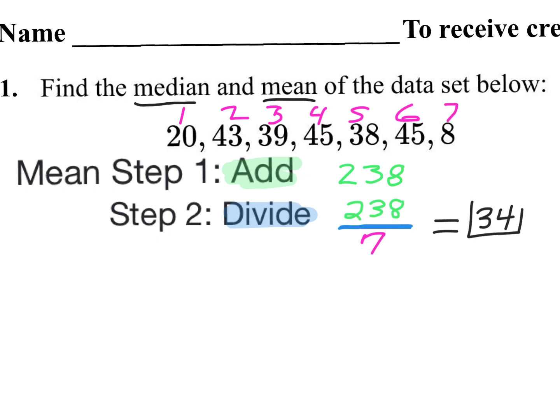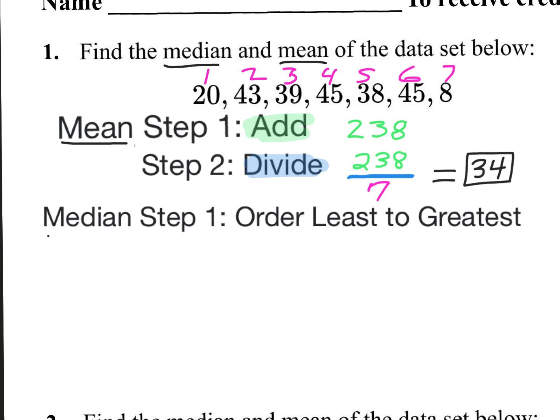So the mean for this data set is 34. Please remember when you're doing your own homework that I need to see these two steps in order for you to receive full credit. I need to see the sum, the total number that you got, and I need to see the step you did with the division step.